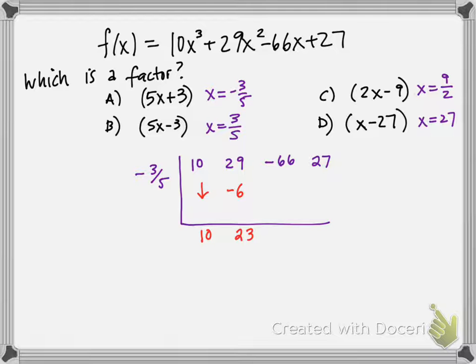Back to multiplying. I'm taking 23 and multiplying it by negative 3, and then dividing that answer by 5. So 23 times negative 3 divided by 5, I get a decimal, negative 13.8. Now I add these together. Negative 66 plus a negative 13.8 would be negative 79.8.